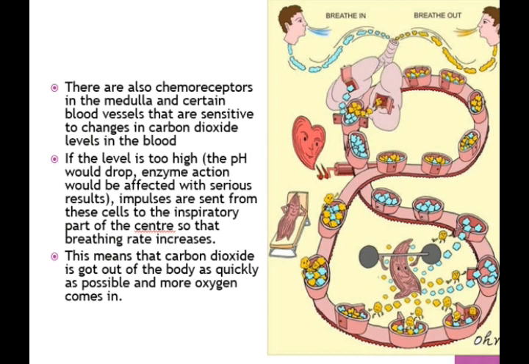So you also have these chemoreceptors. They are receptors within your medulla and system blood vessels that are sensitive to changes in CO2 levels in blood. If the level is too high, the pH will become acidic. It will drop. Enzyme action will be affected. So it will tell the brain to breathe more, because breathing can neutralize the CO2 and also the acid within the blood.